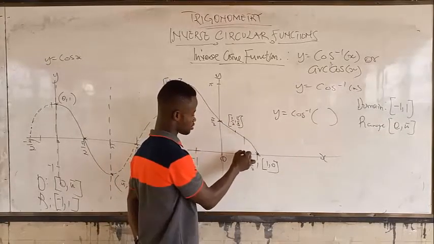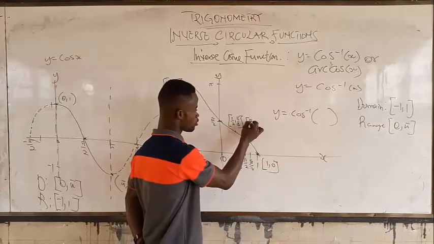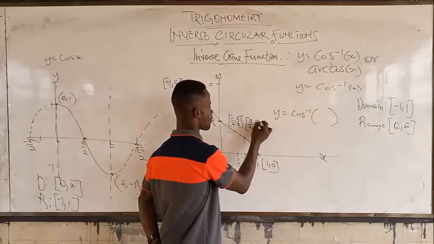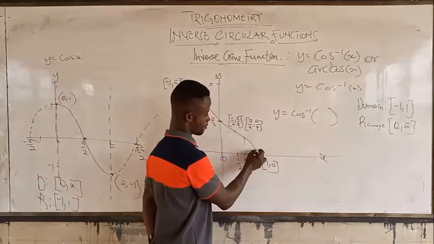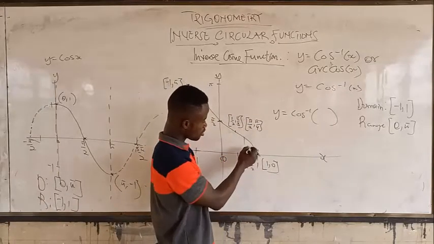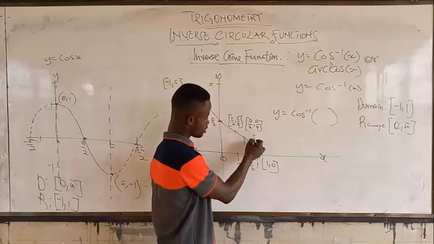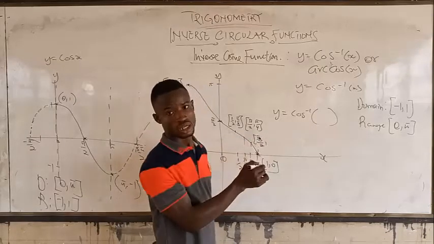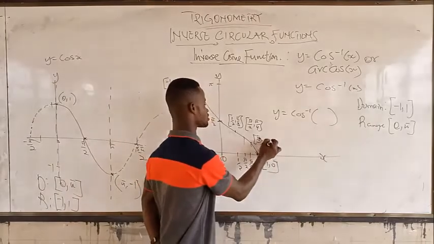And for this, square root of 2 over 2, the output will give you pi over 4. And for square root of 3 over 2, the output will give you pi over 6.